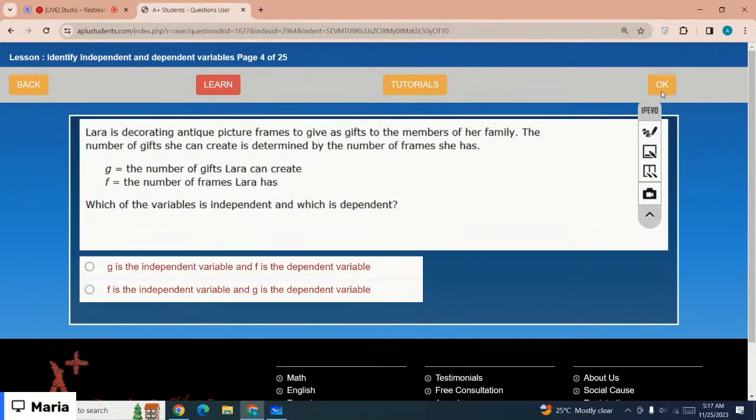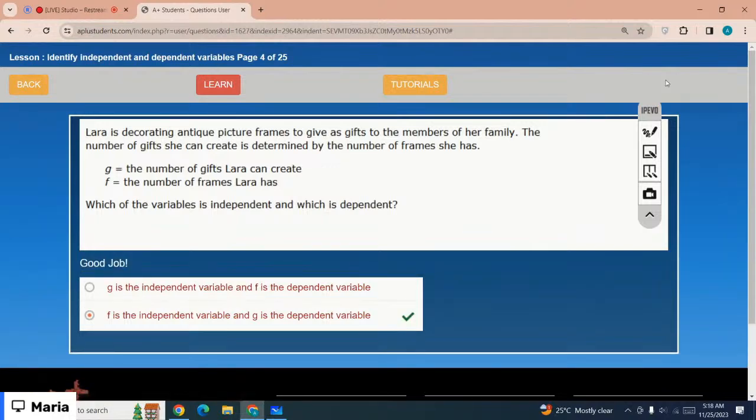Lara is decorating antique picture frames to give as gifts to the members of her family. The number of gifts she creates is determined by the number of frames she has, right? So she can make as many gifts as many frames she has. So the gifts are dependent on the number of frames. So the number of frames is the independent variable and the number of gifts is the dependent variable. So F is independent and G is the dependent variable, right?